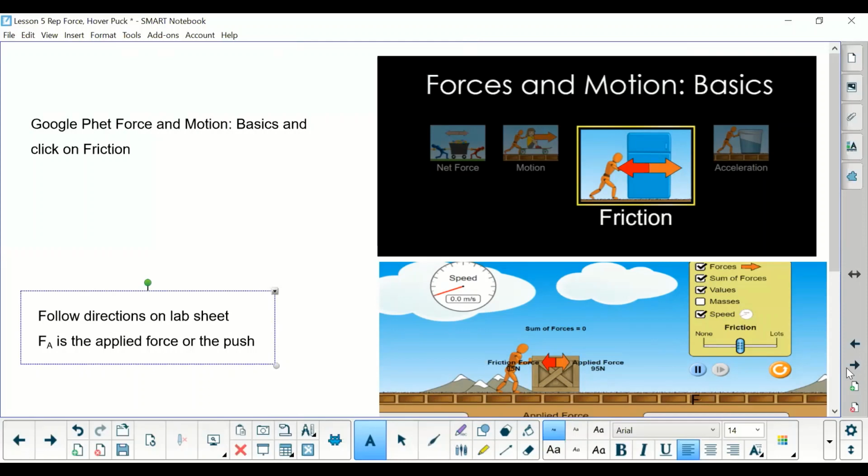It comes up and it has all these different options. You're going to click on friction. I screenshotted what you want to highlight, and you're going to click on that. It's going to bring you to this screen down here. So you're just going to follow the directions of the lab sheet.